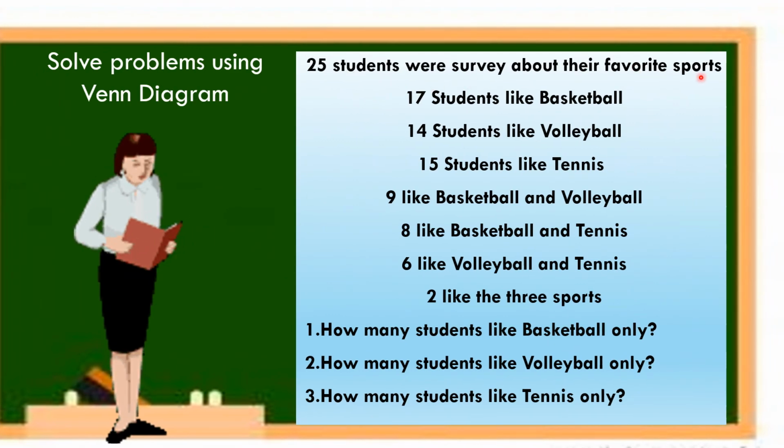25 students were surveyed about their favorite sports. 17 students like basketball, 13 students like volleyball, 15 students like tennis, 9 like basketball and volleyball, 8 like basketball and tennis, 6 like volleyball and tennis, and 2 like the 3 sports. I have the question, how many students like basketball only? How many students like volleyball only? And how many students like tennis only?